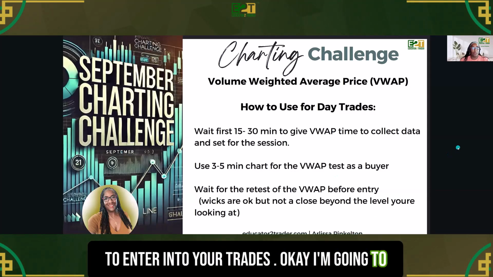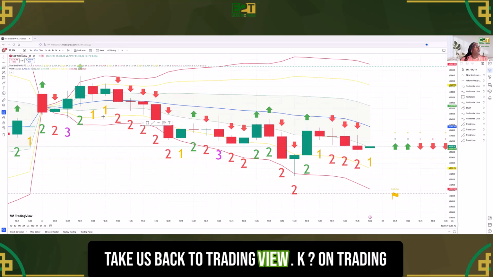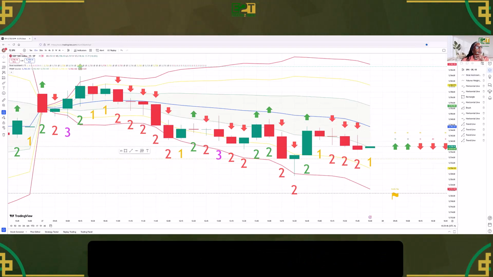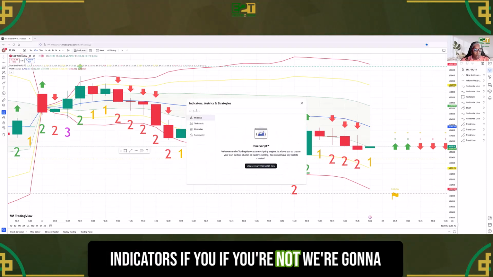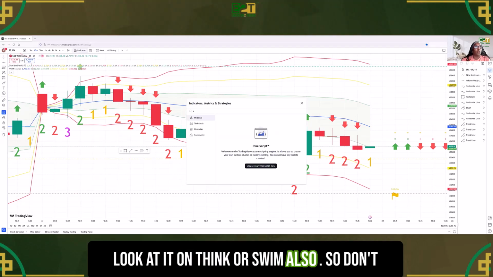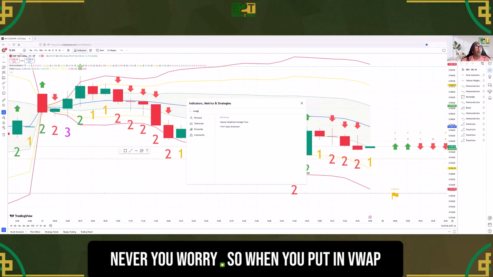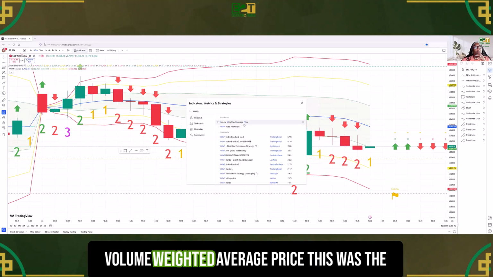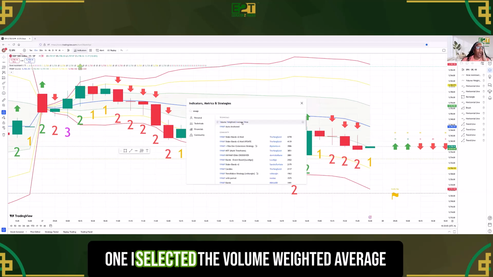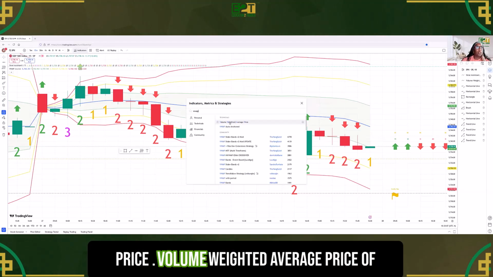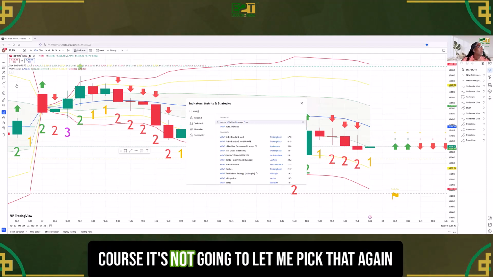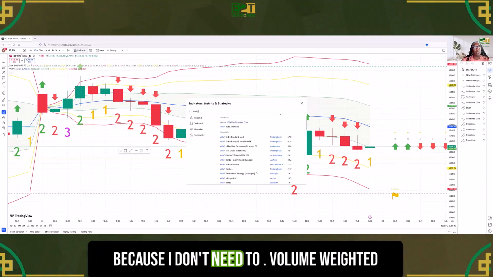Okay, I'm going to take us back to TradingView. On TradingView, I went to indicators. We're going to look at it on Thinkorswim also, so never you worry. When you put in VWAP, volume weighted average price, this was the one I selected, the volume weighted average price. Of course, it's not going to let me pick that again because I don't need to.